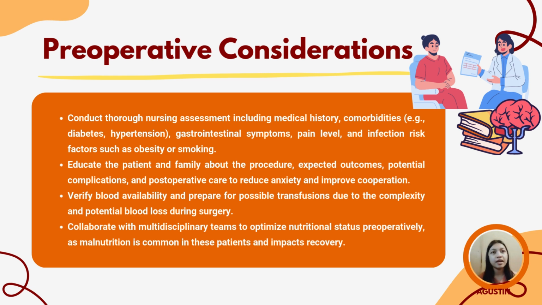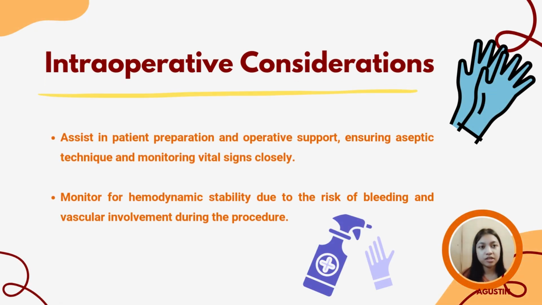So, this would give the patient a heads up about the procedure to be performed. Next, we need to verify blood availability and prepare for possible transfusion due to complexity and potential blood loss during surgery. Then last, we need to collaborate with multidisciplinary teams to optimize nutritional status preoperatively as malnutrition is common in these patients and impacts recovery. For the intraoperative considerations, we need to assist in patient preparation and operative support, ensuring aseptic technique and monitoring vital signs closely, and monitor for hemodynamic stability due to the risk of bleeding and vascular involvement during surgery.